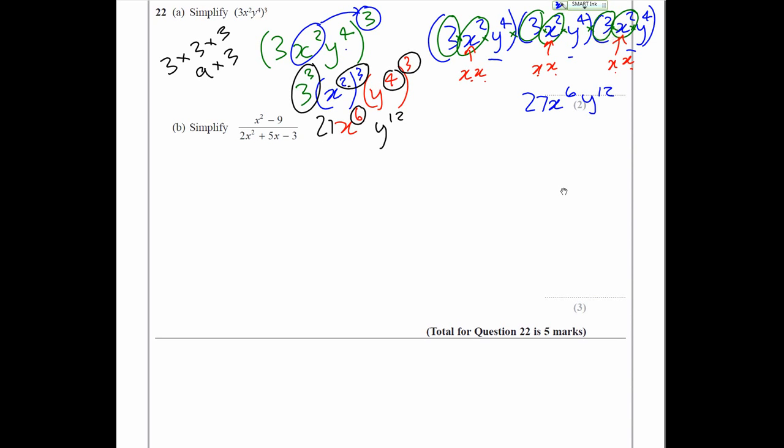So in my working out, if I wasn't showing you, I would go straight from here to here by doing the power of 3 to each thing. Don't forget the brackets though. And then I would work out the next step as we just did.